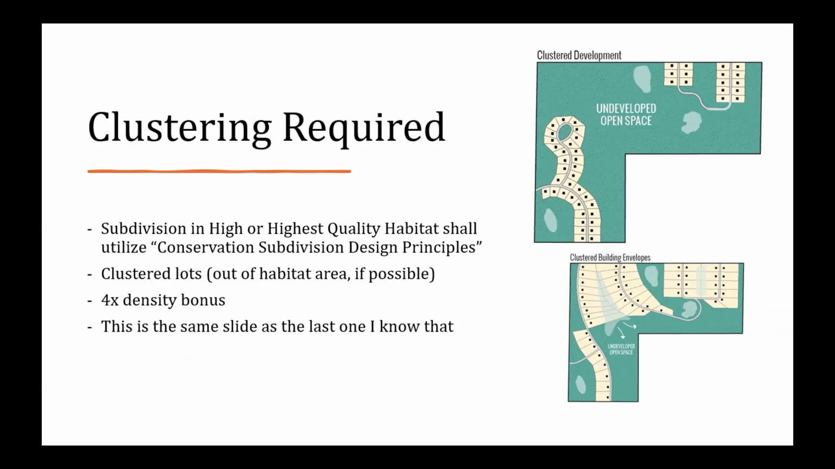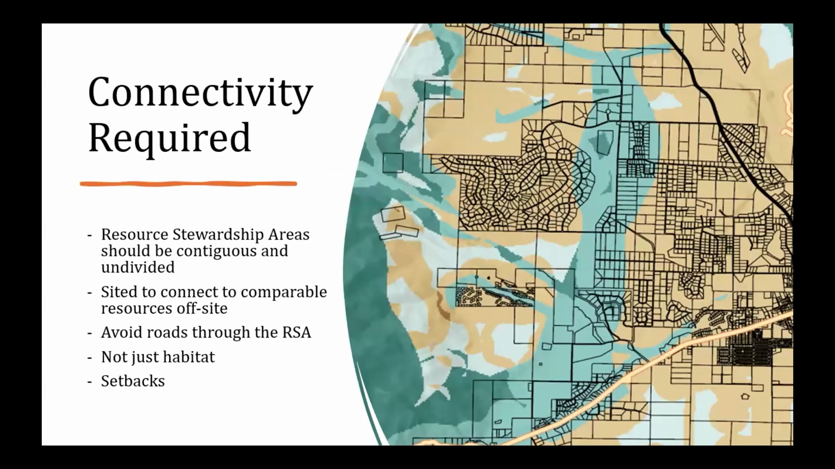And again, we try to be very mindful of where these habitat areas or protected open spaces are sited as well. So these resource stewardship areas, as we call them, have to be contiguous and undivided. So you can't just say, oh, well, I've got a lot here, and a lot there, and we're going to kind of snake the open space in between there. You've got to site those such that they are contiguous with one another, that they are undivided. And hopefully, our goal here is that those will be able to provide for better habitat connectivity.